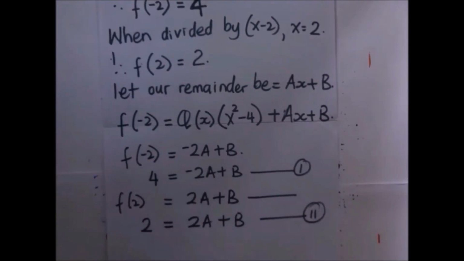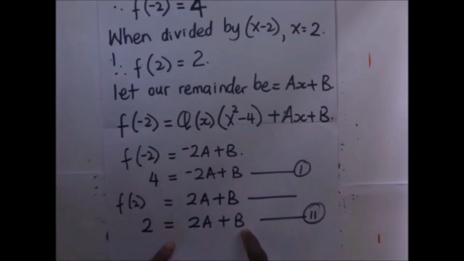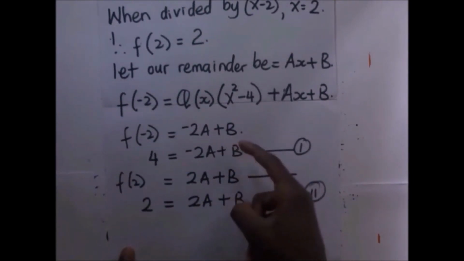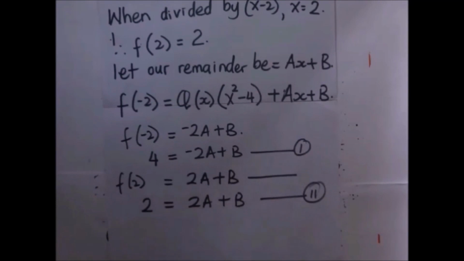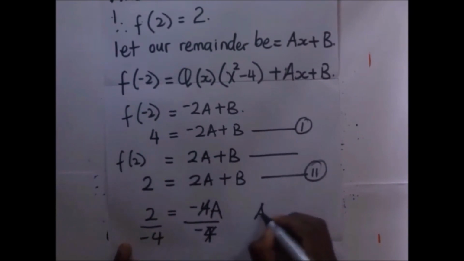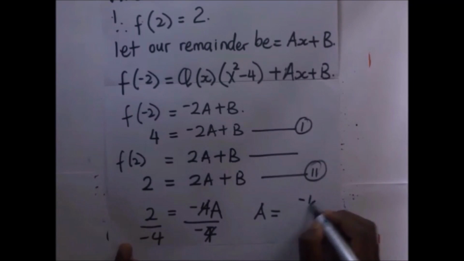After getting our equation 2, it means that for us to get the values of a and b, we solve these two equations simultaneously. So how do we solve these two? We simply eliminate b. It's easy to eliminate. Subtract this minus that. So 4 minus 2 is 2. Negative 2 minus negative 2 is negative 4a. And then b minus b is 0. So we've eliminated b. So we divide both sides here by negative 4. Our value of a here is going to be negative a half.